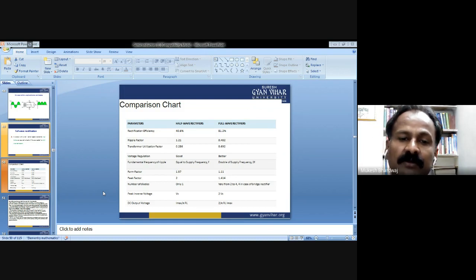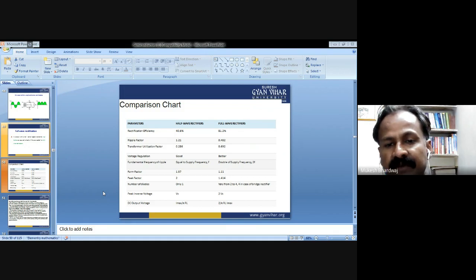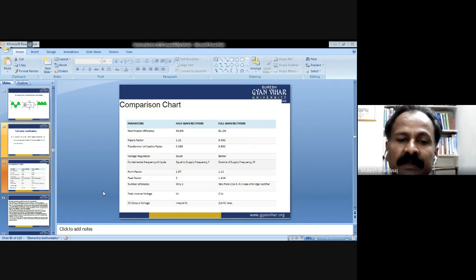If I'm talking about the peak inverse voltage, in half wave rectifier it is Vs, in full wave rectifier it is 2 Vs. DC output voltage is I max upon pi times RL, and 2 I max upon pi times RL. So this is the comparison chart where you can go through the various parameters for comparing the full wave rectifier and half wave rectifier.